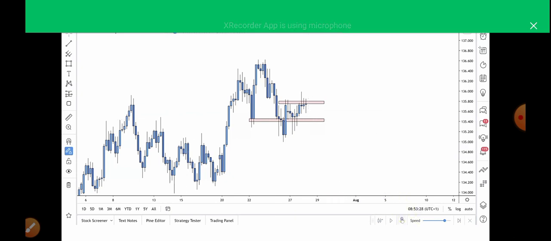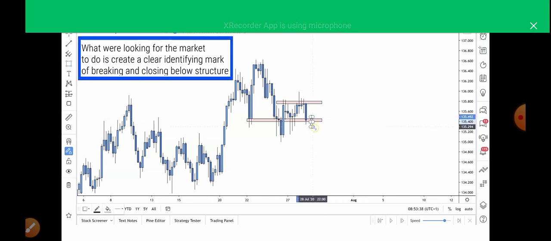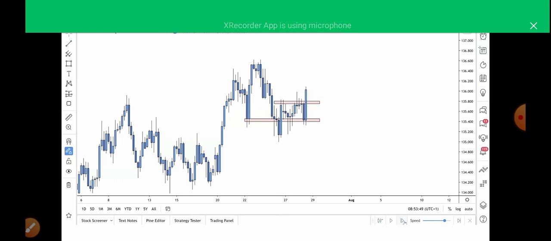So now let's press the next candle. The market pushes to the downside. Now, it is very, very strong bearish. Now, do we have a break of this low? Well, no, we don't. What we're looking for the market to do is create a clear identifying mark of breaking and closing below structure. We're talking a clear identifying mark. So we want to see price breaking strong and closing.